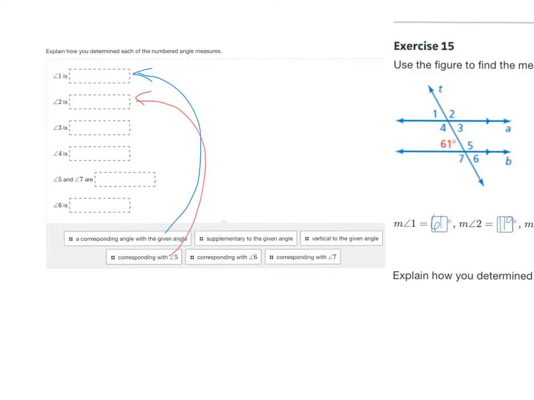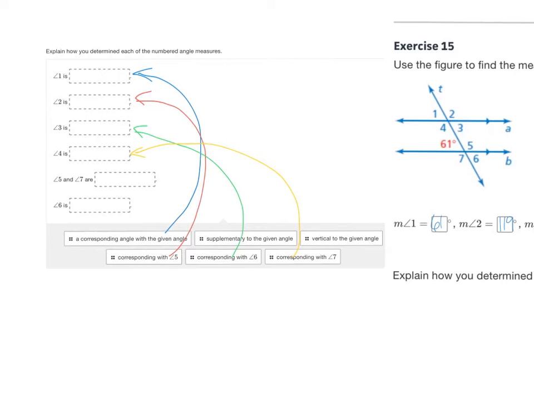Now let's look at angle 3. If we look at where angle 3 is, it is in the same position as angle 6. So we would say angle 3 corresponds with angle 6. Angle 4 is in the same position as 7. So angle 4 and 7 are corresponding. Angle 4 corresponds to angle 7.